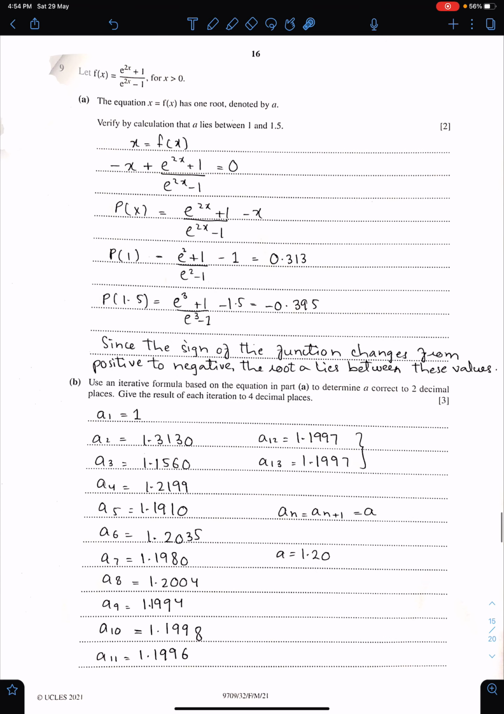Question number 9. This is f of x for this domain. The equation x is equal to f of x has one root denoted by a, or alpha. Verify by calculation that a lies between 1 and 1.5.